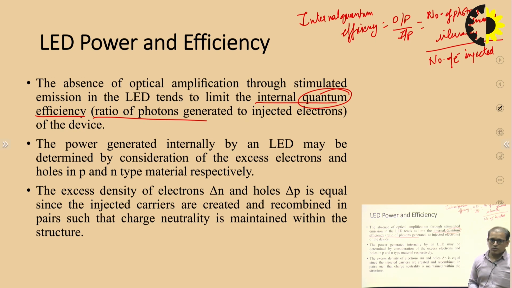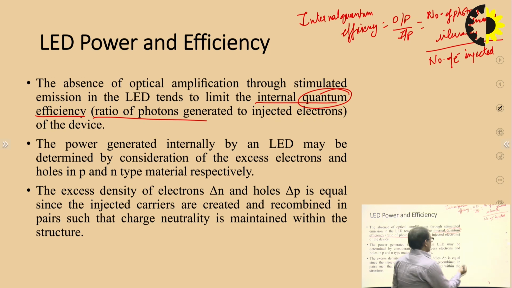How many photons are generated determines the power generated by the LED. How many photons will be generated depends on how many electrons will be recombined in the depletion region of the PN junction diode. Clear? So we should know the initial number of electrons.